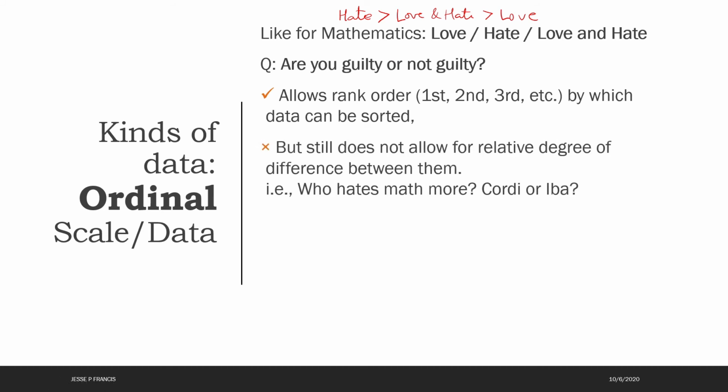But it doesn't allow us to measure the amount at which they are different. For example, how much does Cody and Iba said, I hate mathematics. But how much does Cody hate mathematics more than Iba? I can't quantify it. I can't give you a number about it. So that's one of the downsides of ordinal scale.